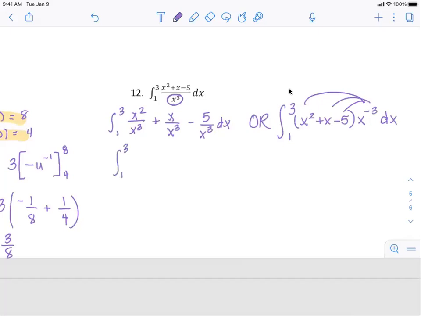You either distribute this here or you divide all of these out. So x squared divided by x to the third gives us x to the negative 1 when we subtract the exponents, plus x to the negative 2 minus 5x to the negative 3 dx. That's the same thing you get if you distribute. From here, this is just power rule. So now it's a basic rule. Again, a lot of people are trying to use u substitution at this point. And remember, really, we want to treat this as 3 separate integrals. Just work it one term at a time, and you'll get your answer there at the end.